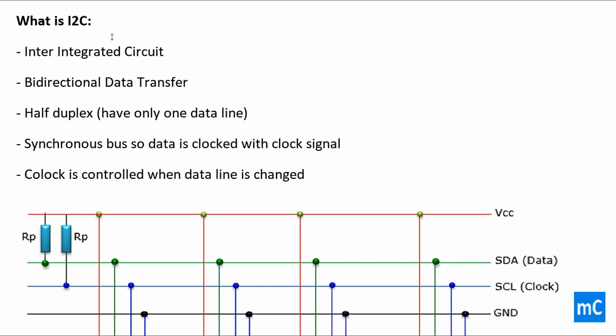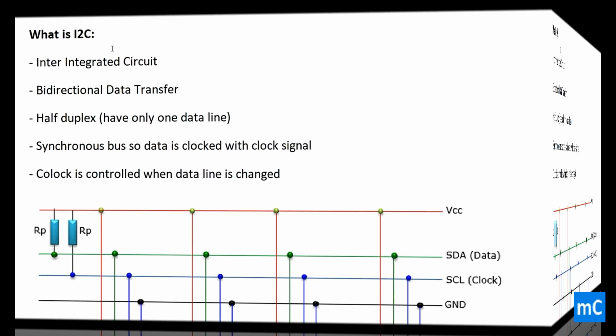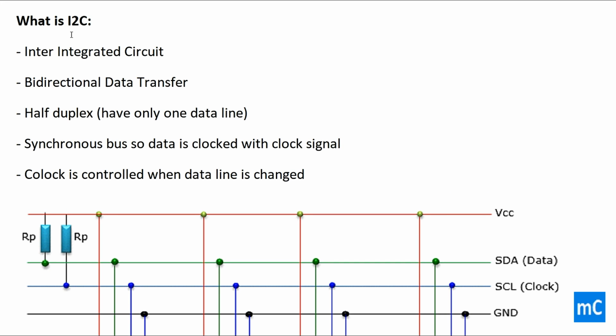In this video, we will see the I2C communication protocol. First, we will see what is I2C. I2C can be expanded as Inter-Integrated Circuit. It is one of the serial communication protocols. It is a bidirectional data transfer protocol and it is half duplex.